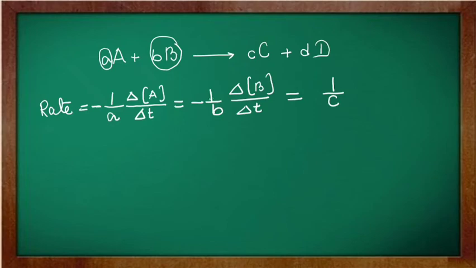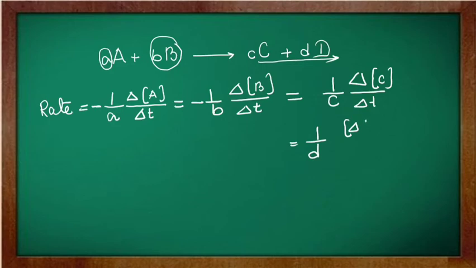So in the product phase this negative sign will not come, because as time increases these will keep increasing. So 1 by c, change in the concentration of C by delta T, equal to 1 by d, change in the concentration of D, sorry, the delta will be outside, delta D by delta T. So this is how the rate of a reaction is written.